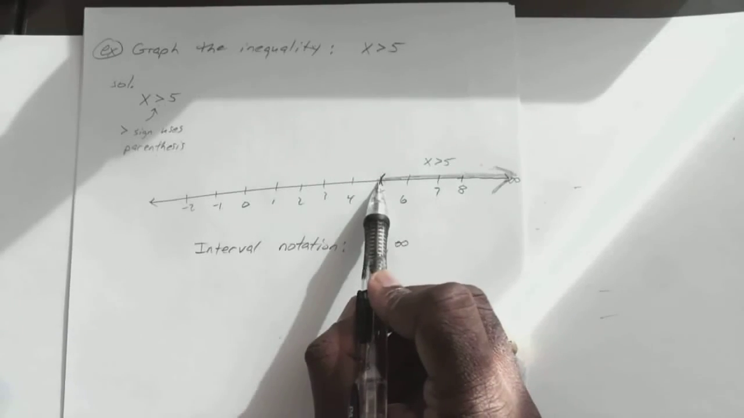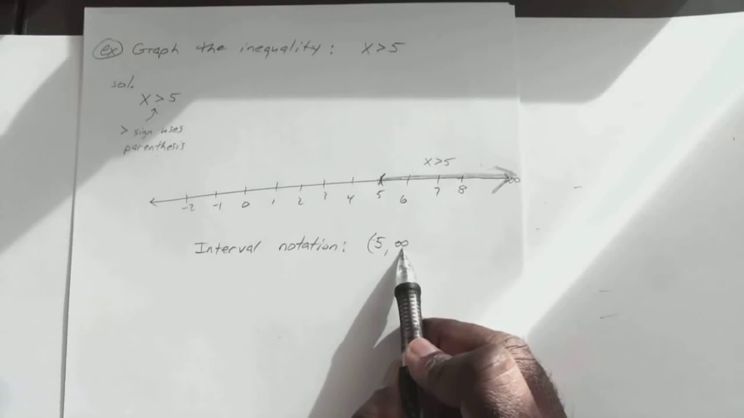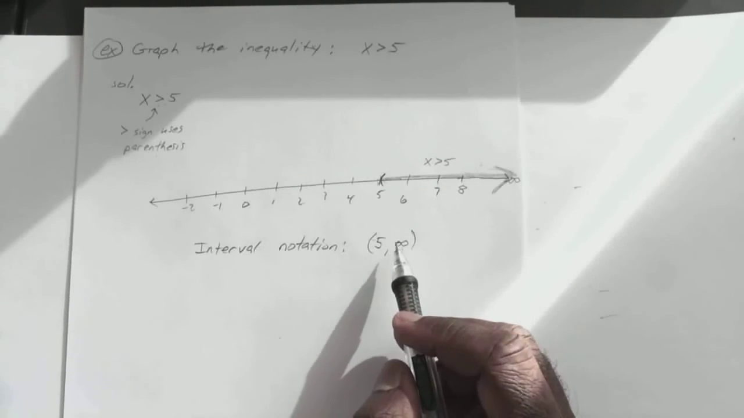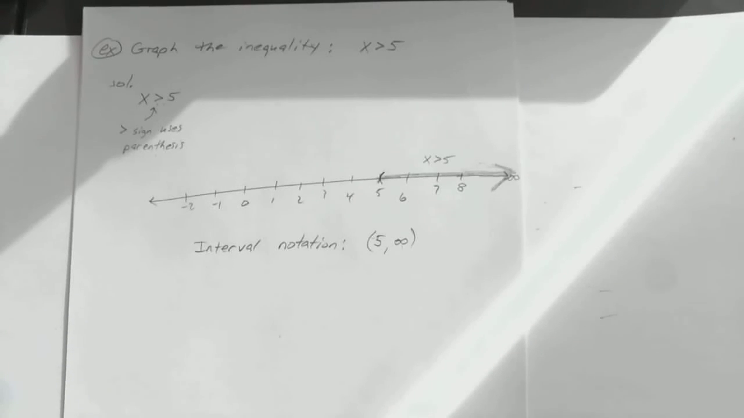So we're going to have a parentheses for our 5. And remember, our infinity will always have a parentheses. So this would actually be your interval notation, which is really kind of just pulling the graph down and writing it out. Okay. So any questions on that one?